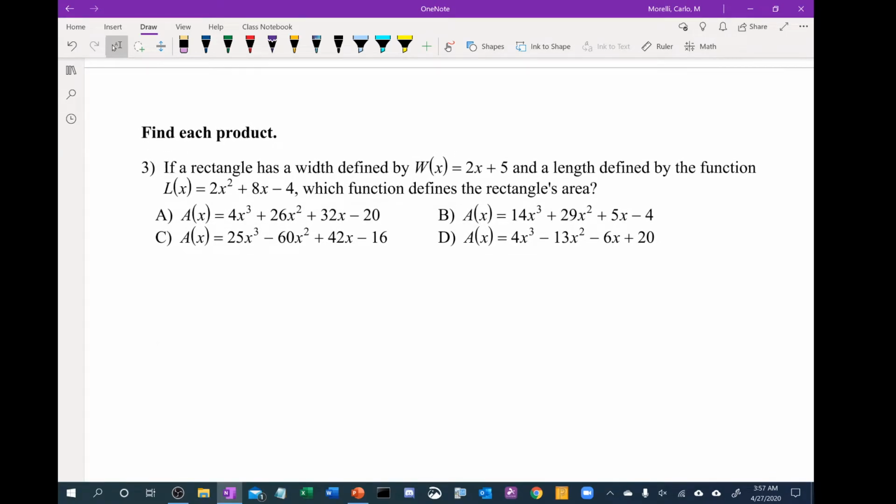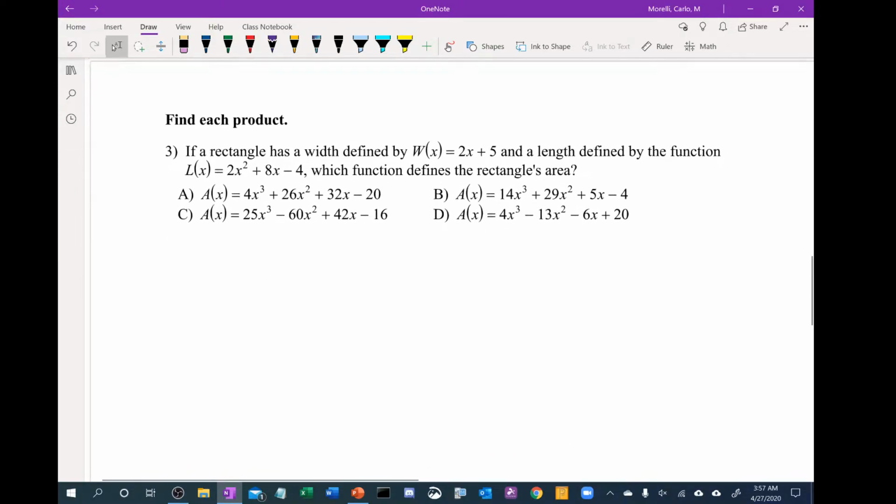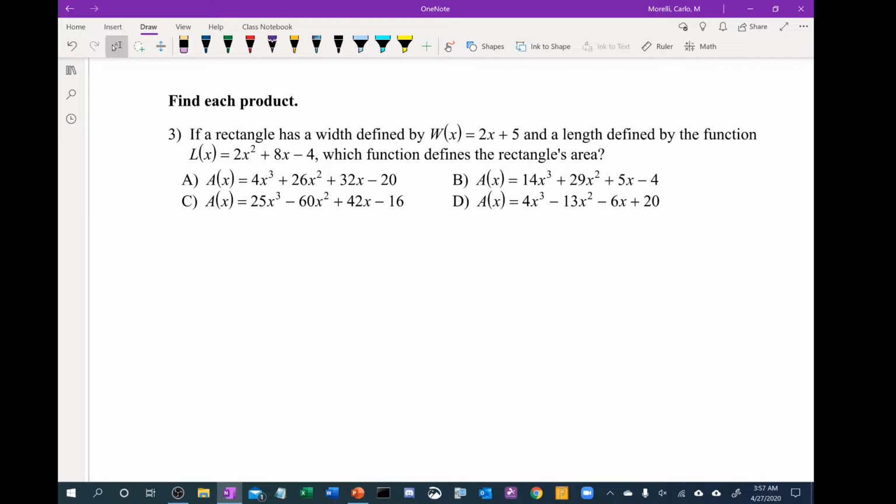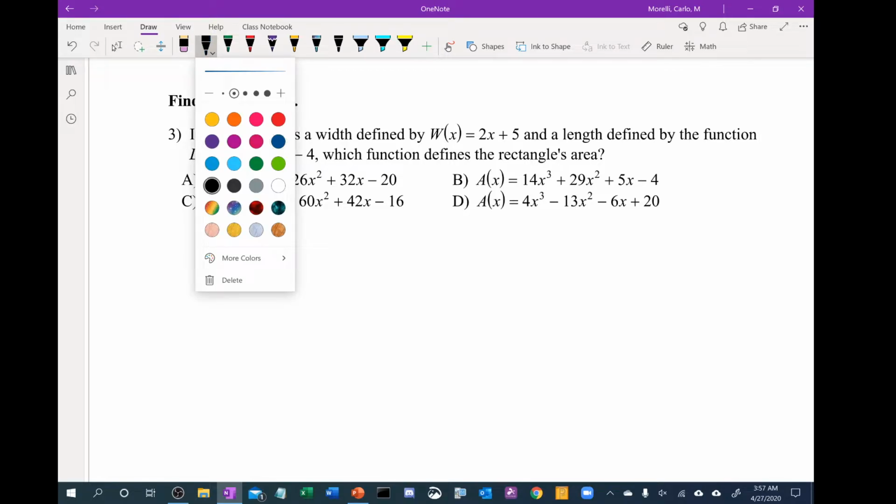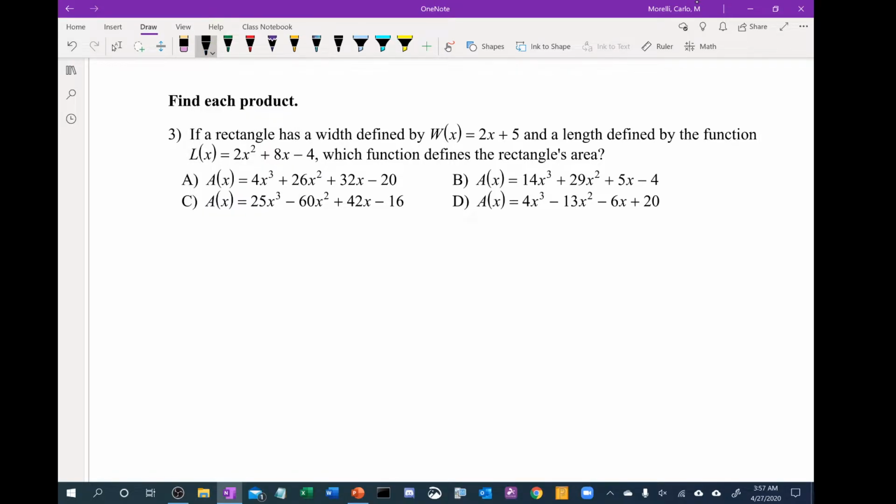Now, guys, I know you're looking at this and you're thinking, oh boy, we just got through with polynomial division, so this must be even harder. Quite to the contrary, this is way easier than polynomial division. Just wait till you see how easy it is. You're going to be totally blown away. Let's do a quick review and remember that area equals length times width.